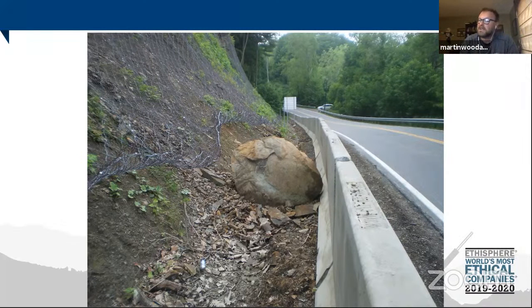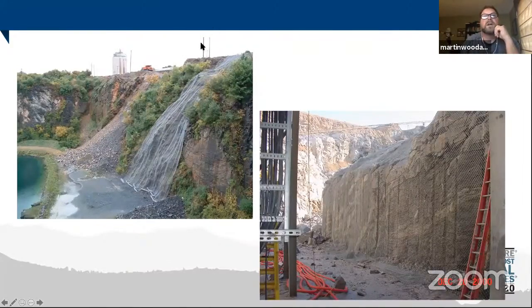The one thing I would say about it is it doesn't stop rockfall, but it controls it as it's coming down. So you have to have that catchment area at the bottom, and you do have to clean it out periodically, depending on how many rock slopes you have. But it's a very cost-effective measure.